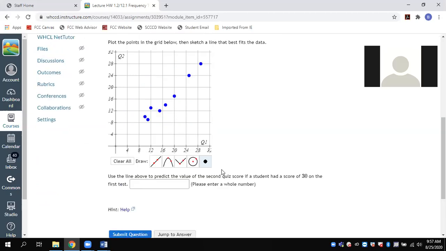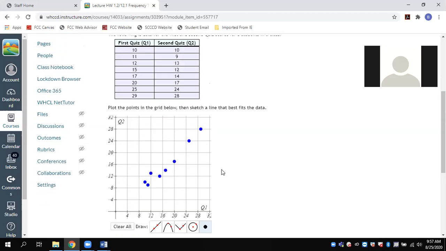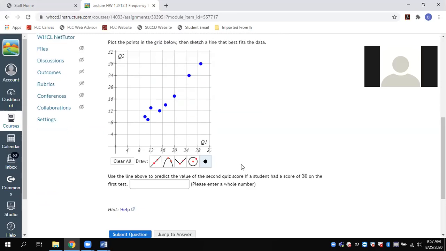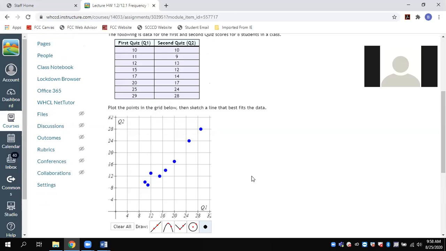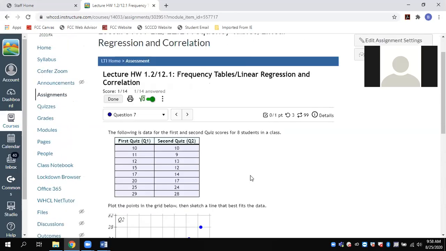I have to put a line that sort of goes through the middle of these dots. Now, honestly, this is pretty tough. And later, we're going to learn how to do it with our calculator. The calculator will do it. For now, just do the best you can. Don't worry about getting 100% on this problem.